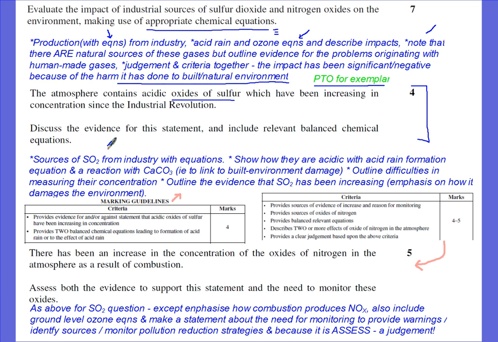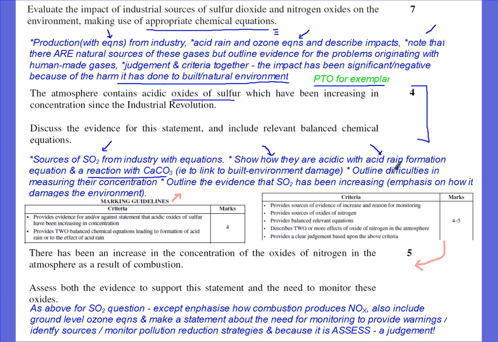So I'll write down some equations of sulfur dioxide from industry with examples of where it comes from in industry. I'd show how sulfur oxides are acidic, first of all by showing the acid rain formation equations and then the reaction with calcium carbonate to show that yes, it is an acidic oxide, and that would link to my built environment damage I'm going to talk about in a minute.